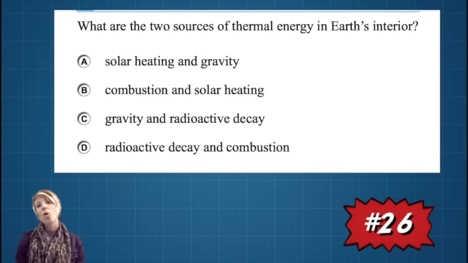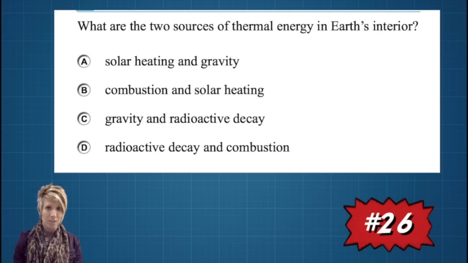Okay, next question. What are the two sources of thermal energy in Earth's interior? Now, thermal energy refers to heat energy. So we want to think about inside the Earth. That's what that word interior means. What is inside the Earth that creates heat? This might be something that has to do with convection currents if you think about it. Pick your answer.